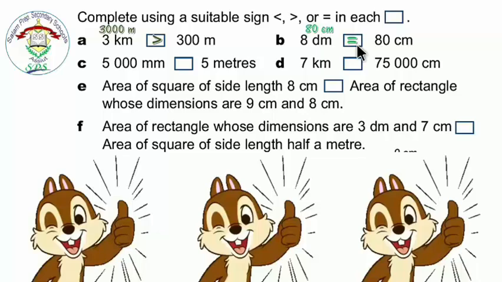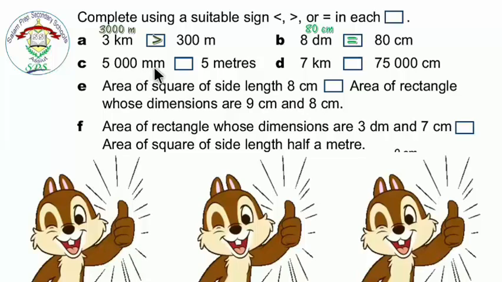Please don't forget, when you have different units, you must make the units the same. Okay? Decimeter and centimeter are different units. We must have the same units. So 8 decimeters equal 80 centimeters. The sign will be equal to.